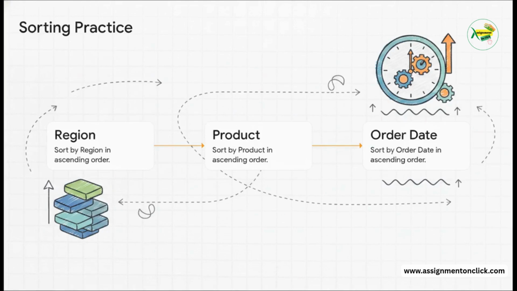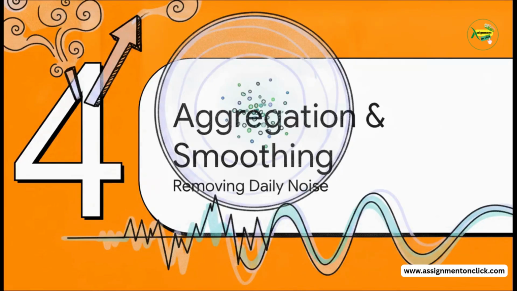Once KNIME understands that it's a date, you have to sort it. Why chronologically? Because if you skip the sorter node, KNIME's moving calculations might process the data completely out of order. It might treat December as if it happened before January, which would ruin everything. A great best practice is sorting by your categories first, like region and product, and then by your order date, all in ascending order.